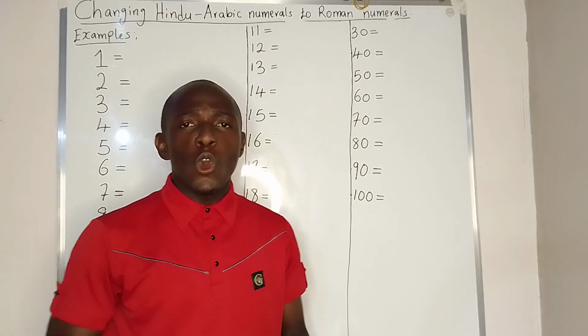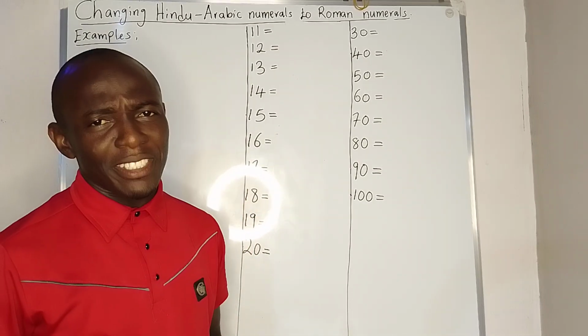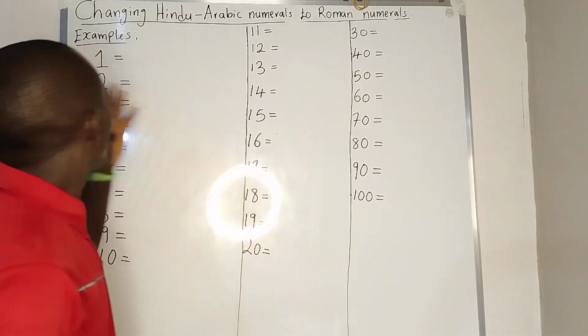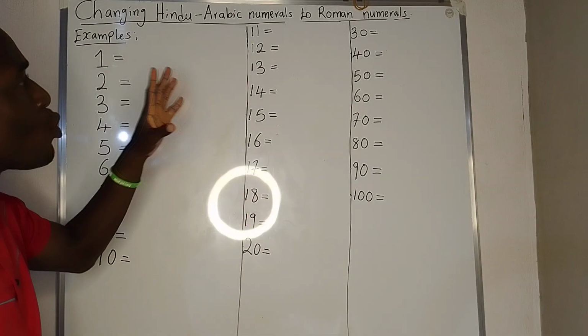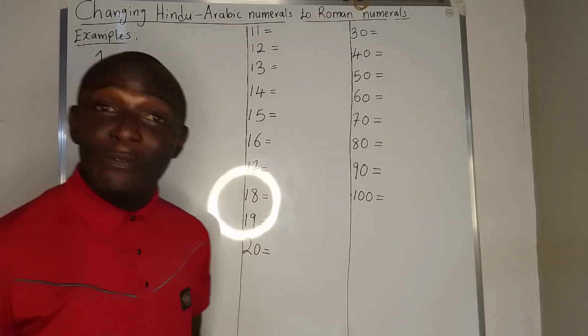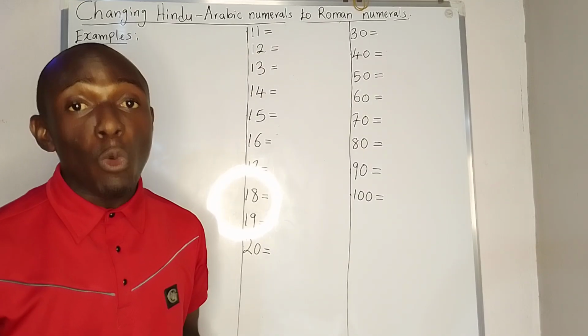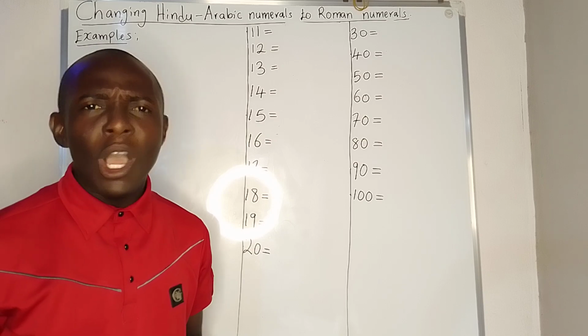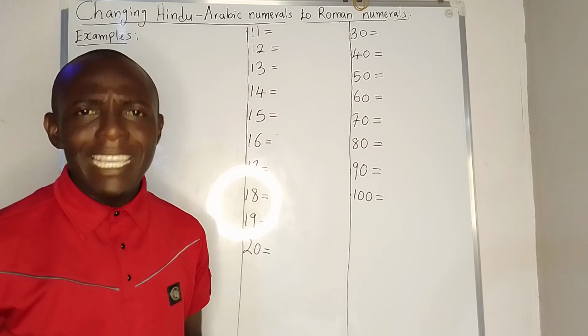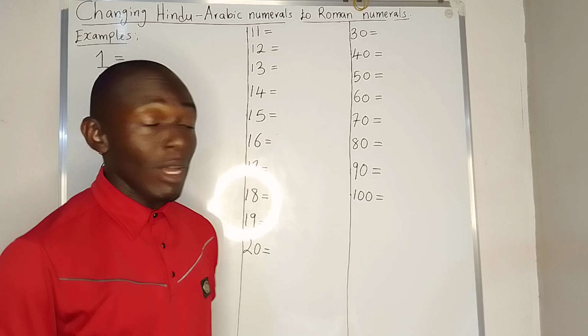In this segment, we'll be looking at how to solve something interesting. Well, what is that thing? Changing Hindu-Arabic numerals to Roman numerals. Children find it difficult or confusing to change numbers to Roman numerals. But in this video, I will simplify it as much as possible. Follow me as I take you along.